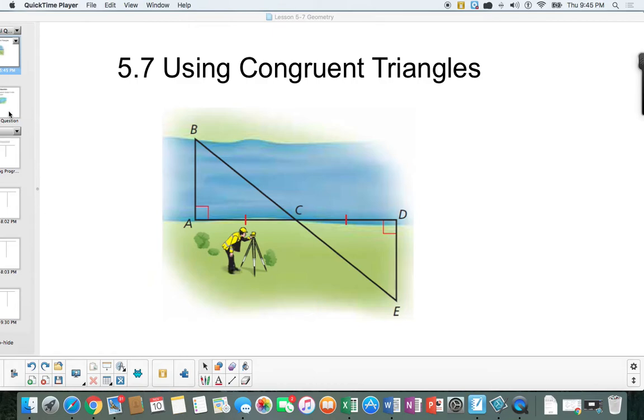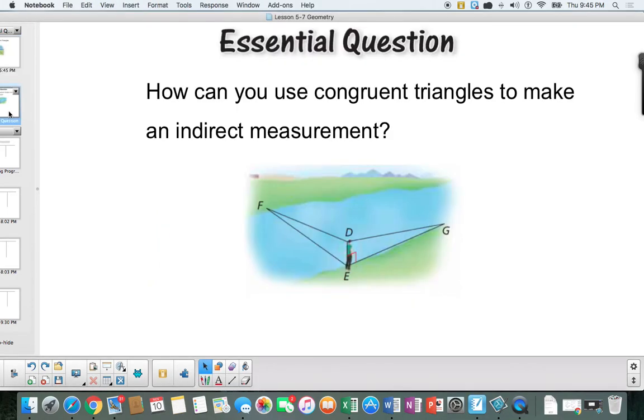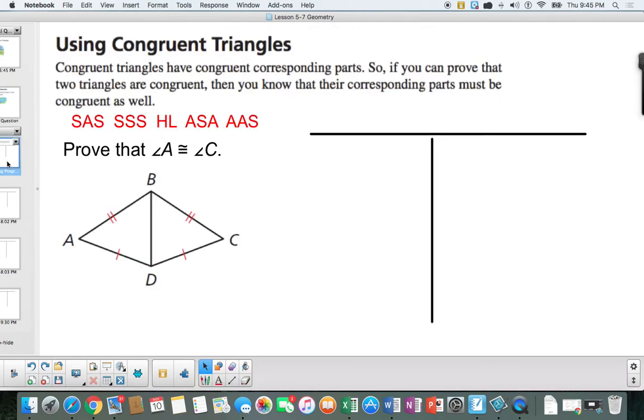5.7, using congruent triangles. Essential question: how can you use congruent triangles to make an indirect measurement? When we can get triangles congruent, the other corresponding parts are also congruent. Let's see how this is going to help us in this proof.